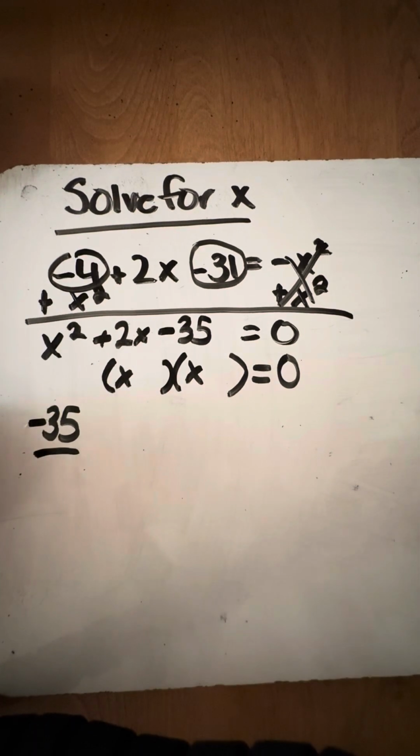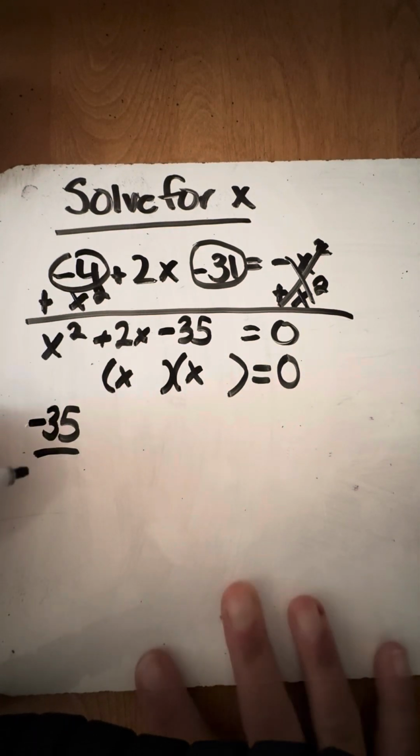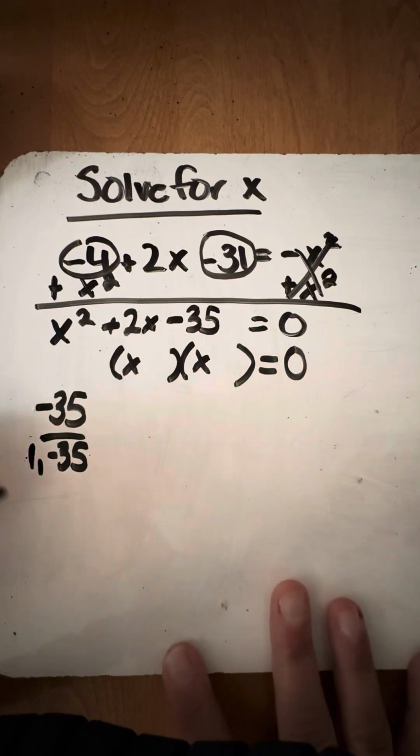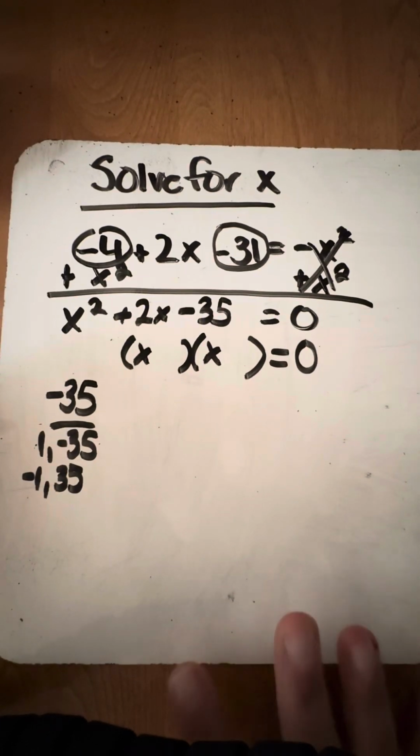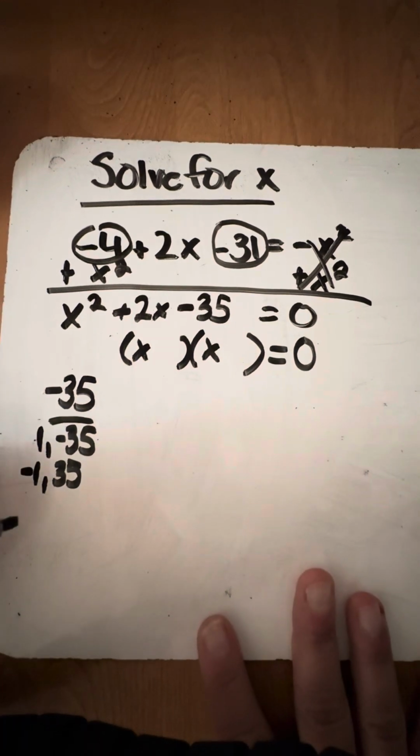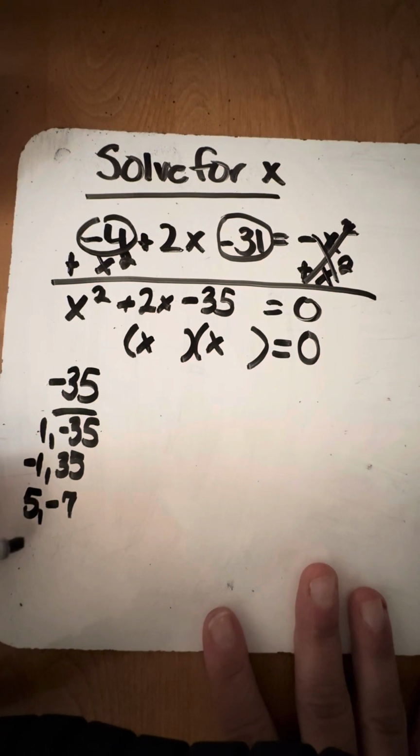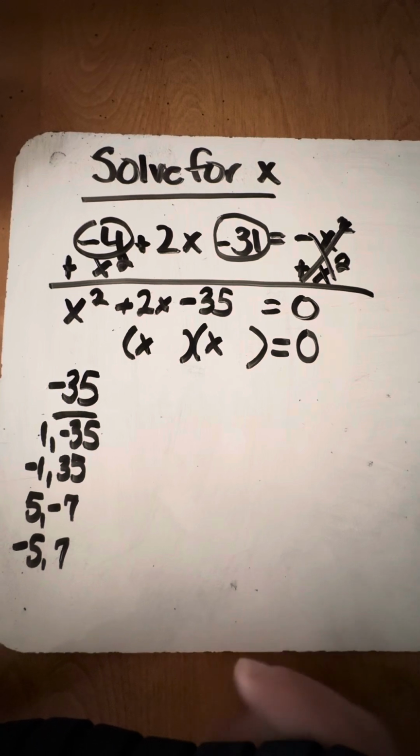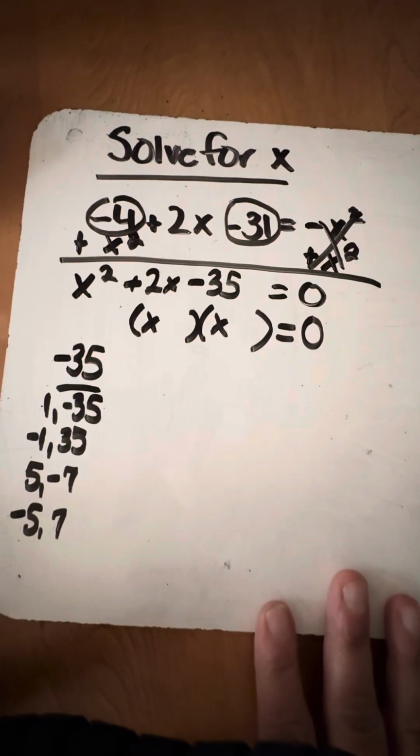So -35, you've got a +1 and a -35. Then you have the opposite pair, a -1 and a +35. 2 won't go into it. 3 doesn't go into it nicely. 4 doesn't go into it. 5 goes into it nicely. So 5 times a -7, or a -5 and a +7. 6 will not go into it, and then now we're already back to 7. So we've got all of our factor pairs.